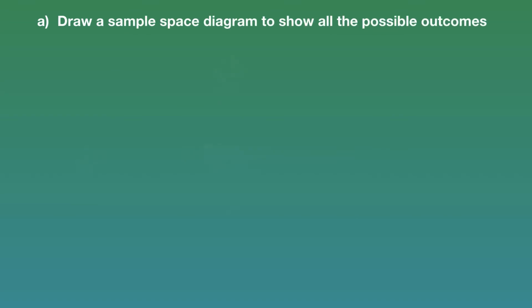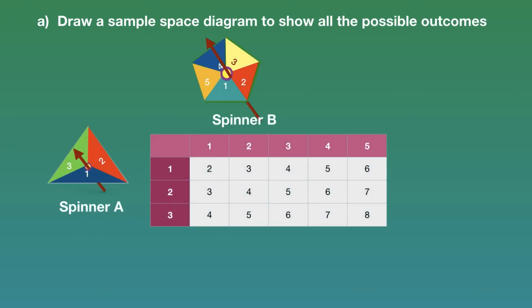So we want to draw the sample space diagram for these 2 spinners. Spinner A gives the outcomes 1, 2 and 3, and spinner B gives the outcomes 1, 2, 3, 4 and 5. Going across the table, the first entry 2 is given by adding 1 from spinner A and 1 from spinner B. And 3 is given by adding 1 from spinner A and 2 from spinner B. And similarly, 4 is given by adding 1 from spinner A and 3 from spinner B. Continuing this, we are able to fill up all the possible outcomes given by these 2 spinners.